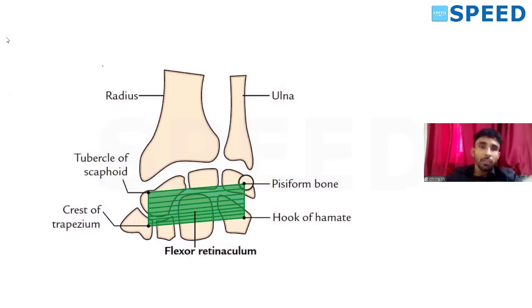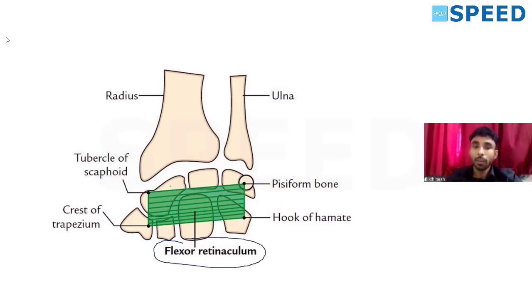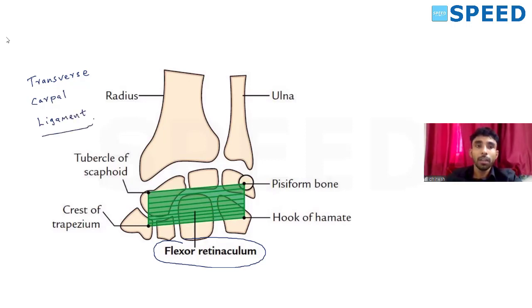So first of all, see this diagram. This thick fibrous band you are seeing here is the flexor retinaculum, which is a thick transverse band passing horizontally, isn't it, between the various carpal bones. The flexor retinaculum is otherwise called the transverse carpal ligament because it is extending transversely. So flexor retinaculum of the wrist is otherwise called transverse carpal ligament.